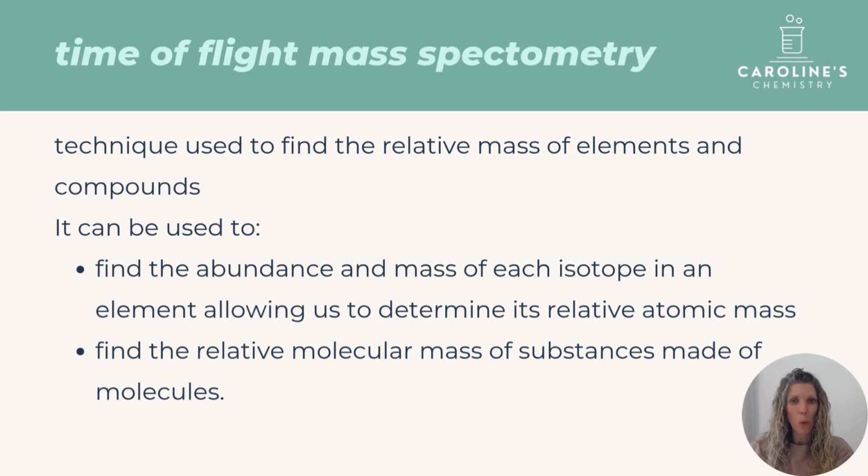Let's dive in. Let's start with what time-of-flight mass spectrometry is for. It is a tool for analysis, and what we use it for is to find out the mass of different elements and compounds. So for example, we can find the abundance, meaning how much, and the mass of each isotope in an element. Now remember that word isotope, it means same number of protons and different number of neutrons. For example, chlorine 35 and chlorine 37.